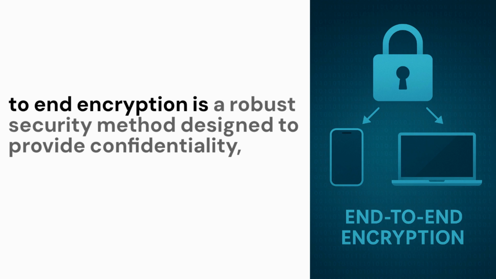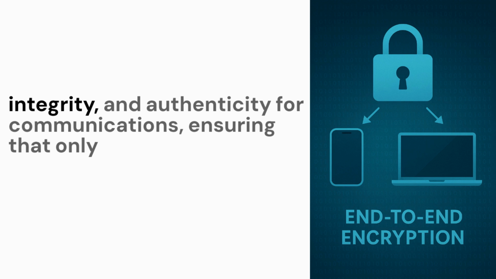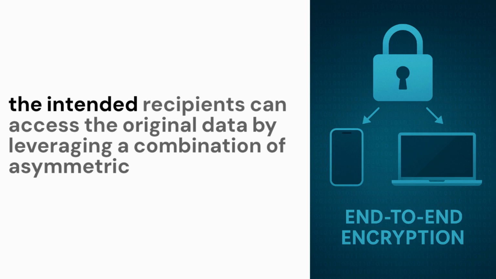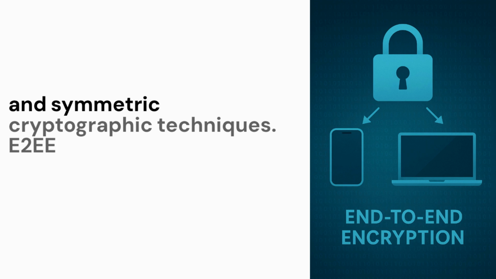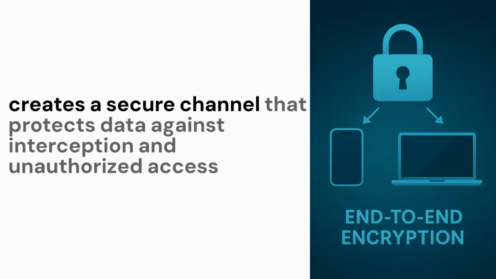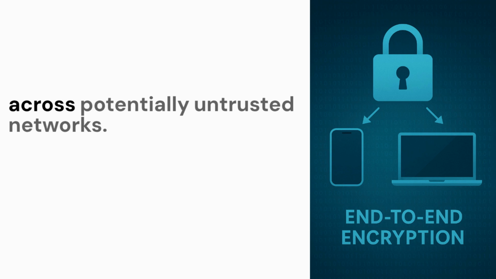End-to-end encryption is a robust security method designed to provide confidentiality, integrity, and authenticity for communications, ensuring that only the intended recipients can access the original data. By leveraging a combination of asymmetric and symmetric cryptographic techniques, E2EE creates a secure channel that protects data against interception and unauthorized access across potentially untrusted networks.